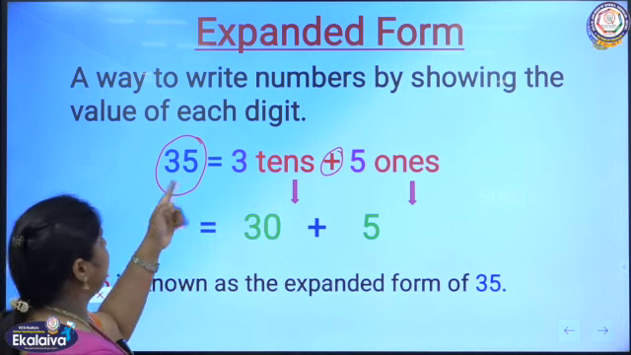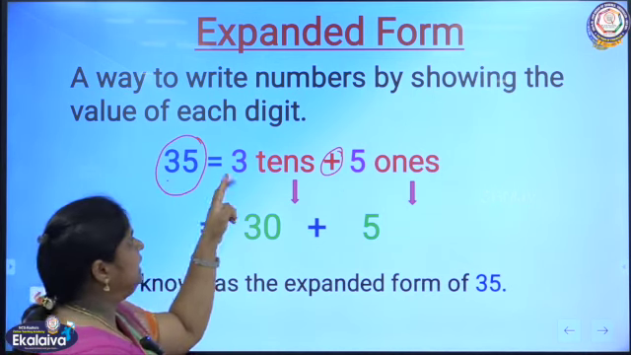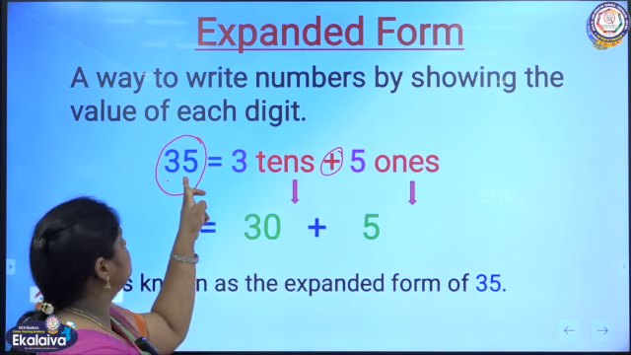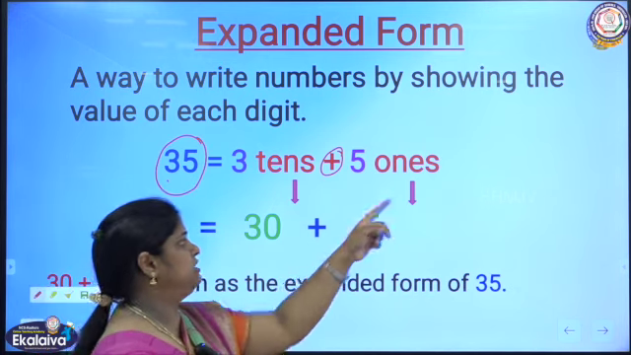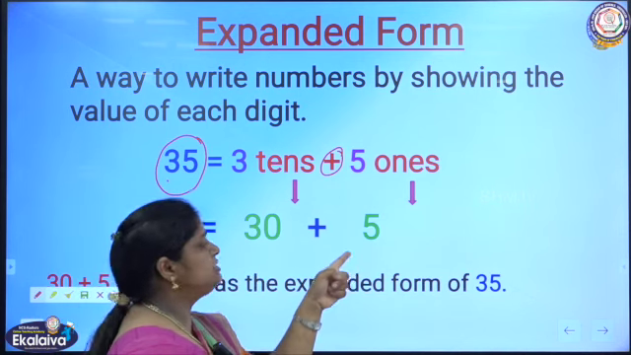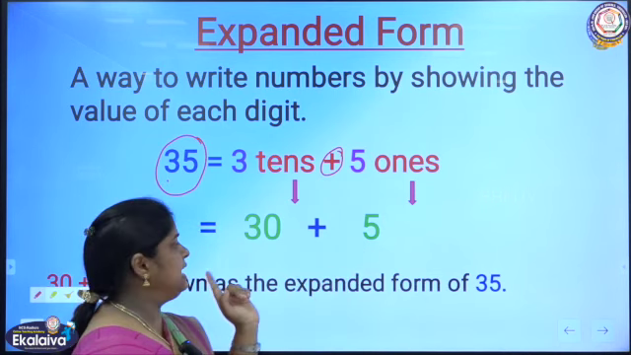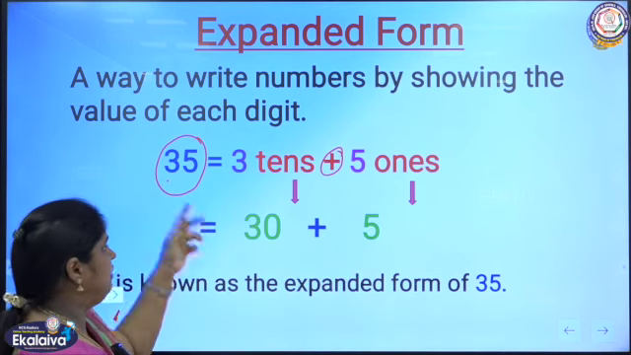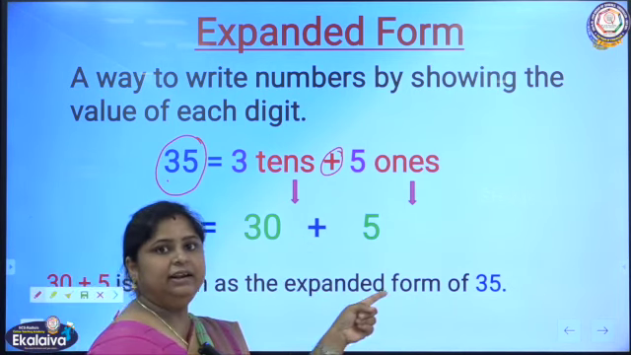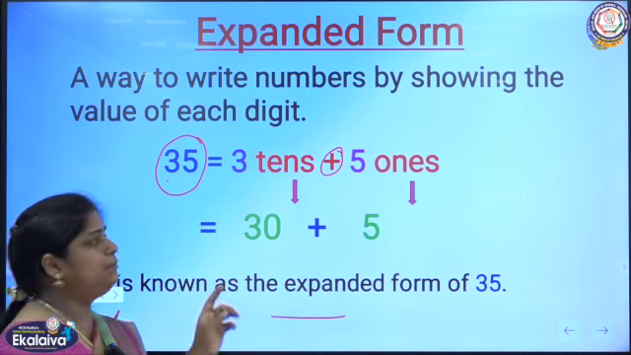Okay. See 35. Check the tens value. How many tens are there in this 35? 3 tens. So 3 tens plus how many ones are there? See, check the ones value 5. 5 ones. Okay. So 3 tens makes 30 and 5 ones makes 5. So 30 plus 5. This is the expanded form of 35. Okay. Let's do some sums in this.